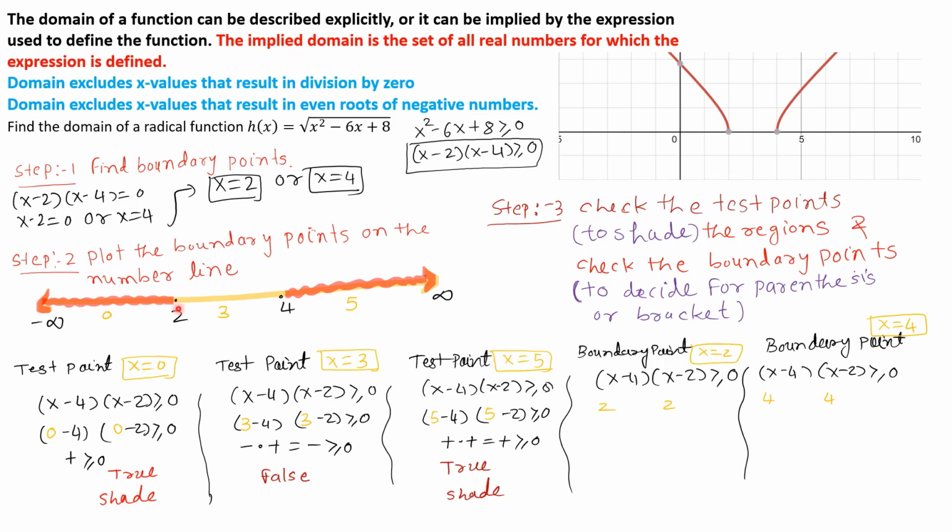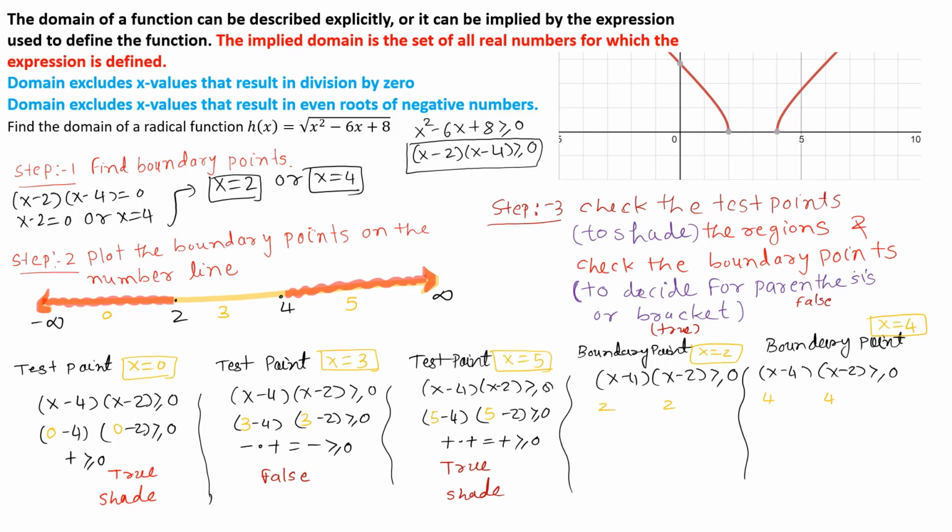Now we need to know what happens at the boundary points. Are we going to have a parenthesis or bracket? So when you check the boundary points, if it's true, then you will have a bracket. If it's false, then you will have parentheses. So let's put this statement here to give ourselves a little clue: if it's true, then you will have a bracket. If it's false, then you will have parentheses.